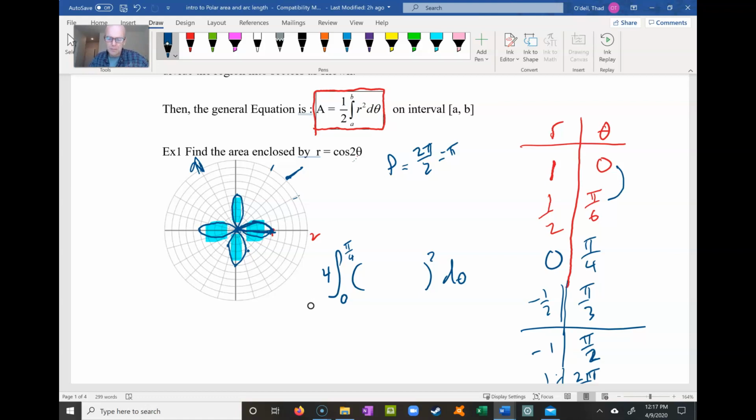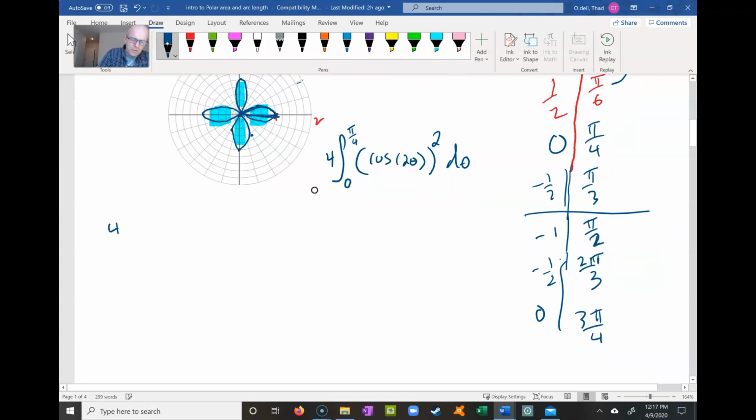And then all I have to do is put in the middle the radius. Of course the radius is defined right here. We know what the radius is, so we can just put in a cosine 2 theta. This must be squared. Okay? So then we just have to integrate that, and that would be 4 times the integral from 0 to pi over 4 of cosine squared 2 theta d theta.